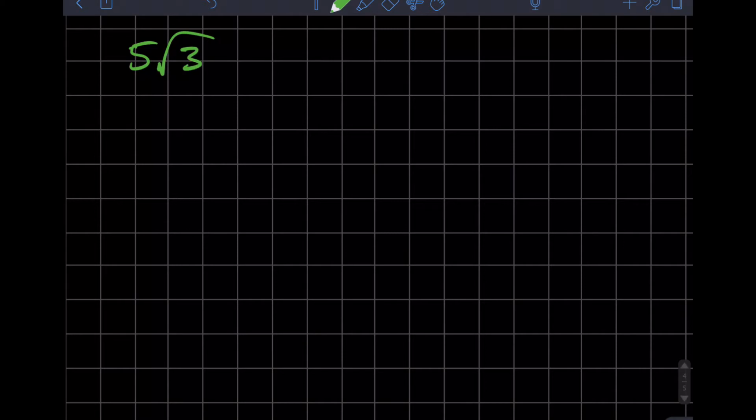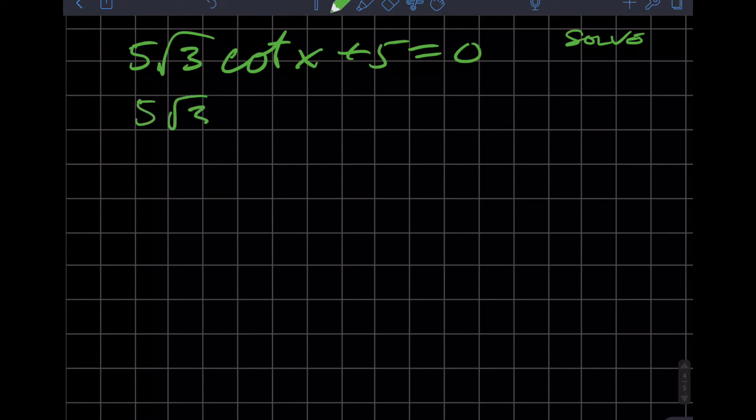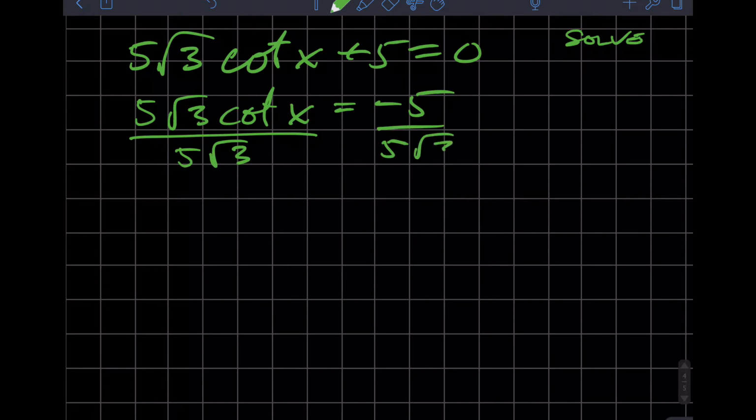5 square root of 3 cotangent of x plus 5 is equal to 0. And they're basically asking you to solve this from scratch. So we're going to solve this guy. And I'm going to subtract 5 from both sides. And I'm going to divide both sides by 5 radical 3. I'm going to get the cotangent of x is equal to negative 1 over radical 3.